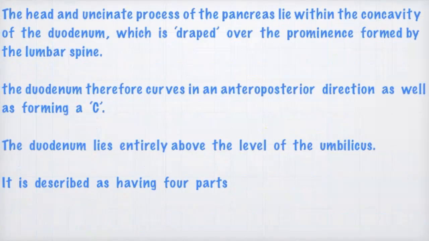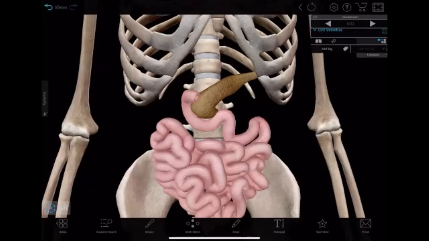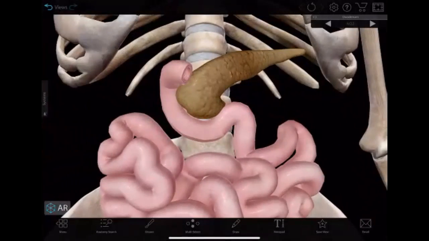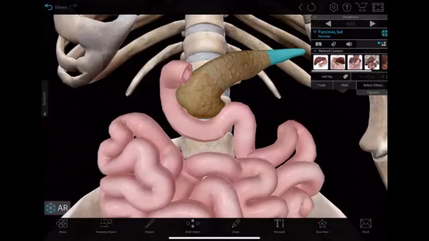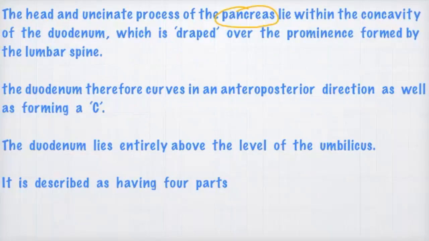The head and uncinate process of the pancreas lie within the concavity of the duodenum. You see the selected structure is the head of the pancreas, and this is the body and tail of the pancreas. So the pancreas is embedded within the C-shaped structure of the duodenum. The duodenum therefore curves in an anteroposterior direction, forming a C. So the duodenum has 4 parts.